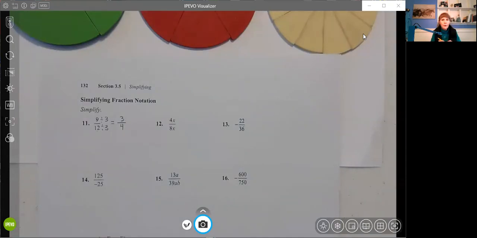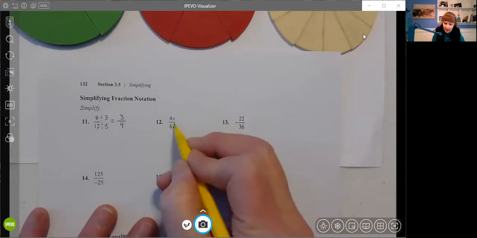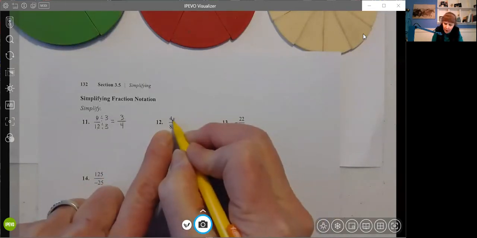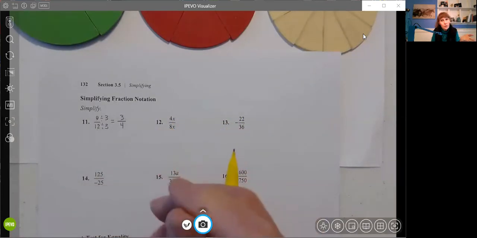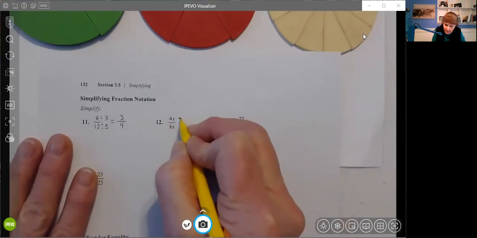All right, let's look at number 12. Again, what could I divide? You do these separate. You can look at the 4 and the 8, and then look at your variables next. Well, here, what goes into 4 and 8 evenly? What's the largest number? Now, you could divide by 2. And if you divide by 2, you're going to have to ask yourself, am I done? Or could I divide by 2 again? Or you can just divide by 4 once. So let's go ahead and divide by 4.